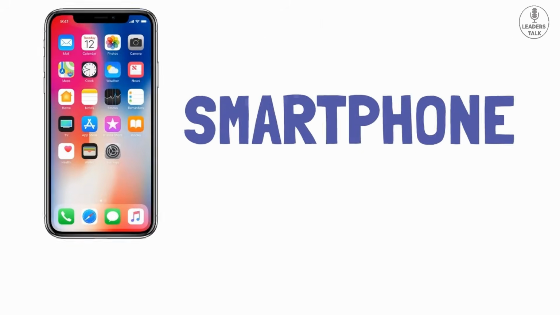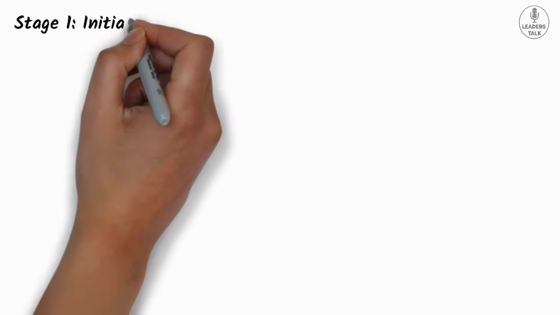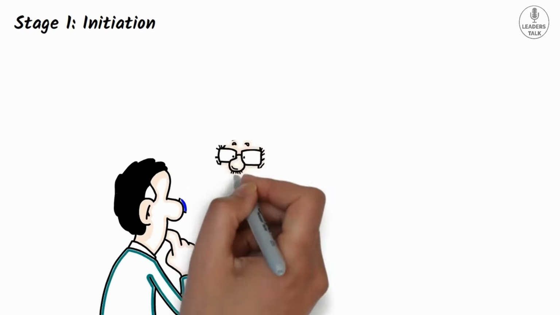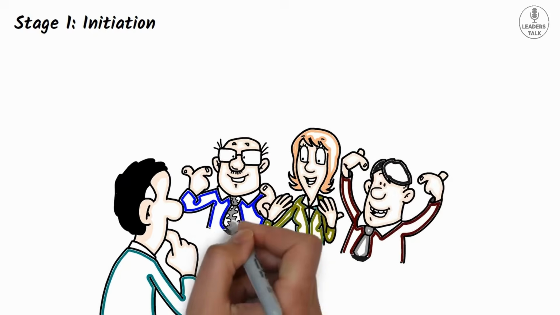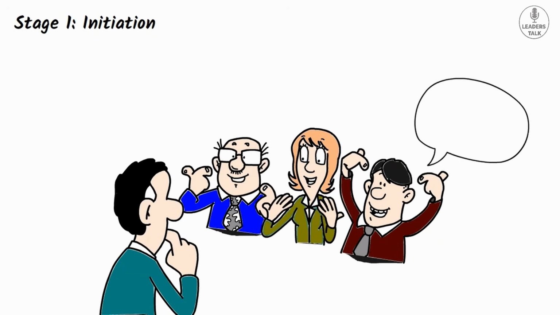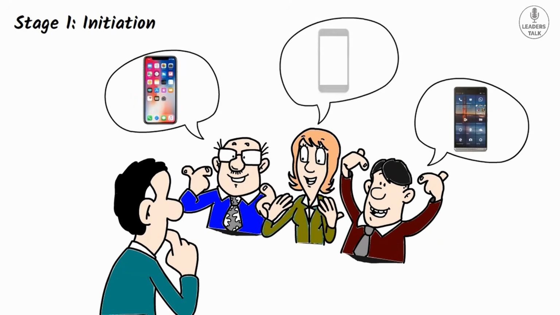Example 1. Consider the development of a new product, such as a smartphone. Stage 1. Initiation. The initiation phase involves identifying the need for a new smartphone model based on market research and consumer demands. The project team conducts a feasibility study to assess the technical and financial aspects of the project.